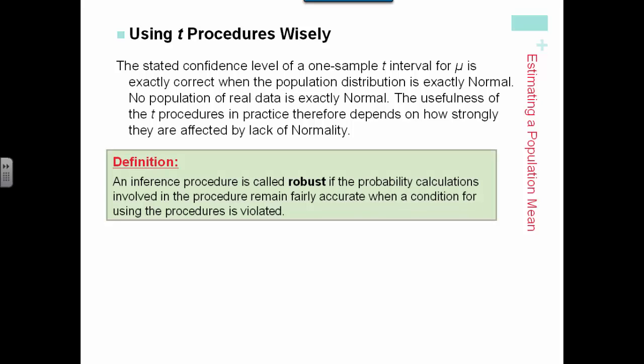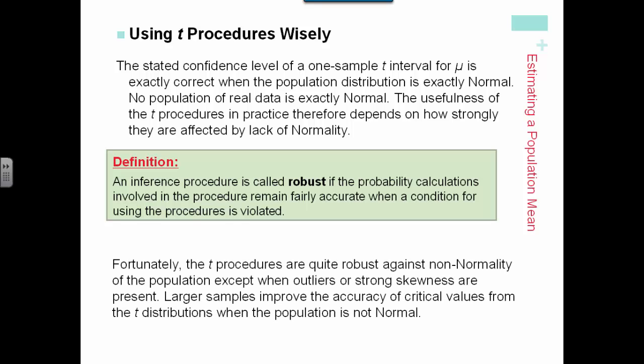An inference procedure is called robust if the probability calculations involved in the procedure remain fairly accurate when a condition for using the procedures is violated. Fortunately, the t-procedures are quite robust against non-normality of the population except when outliers or strong skewness are present. Large samples improve the accuracy of critical values from the t-distributions when the population is not normal.